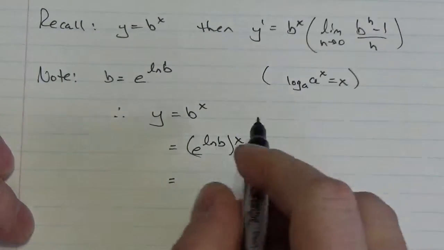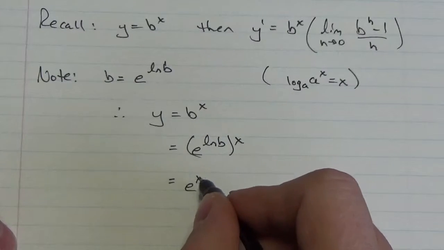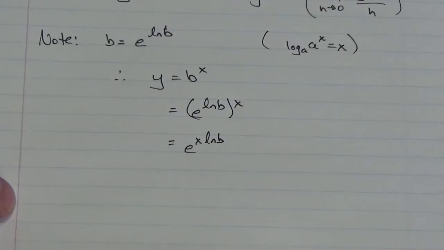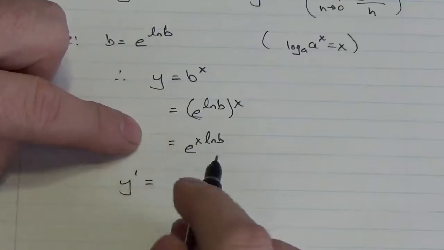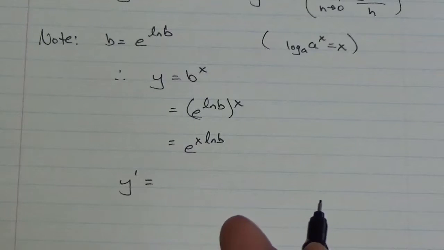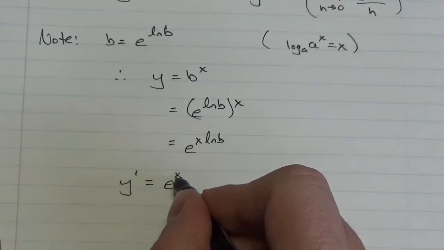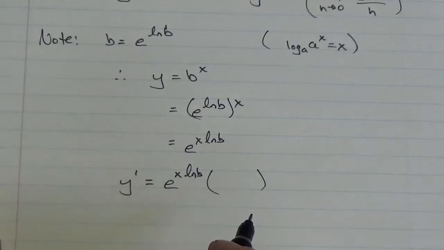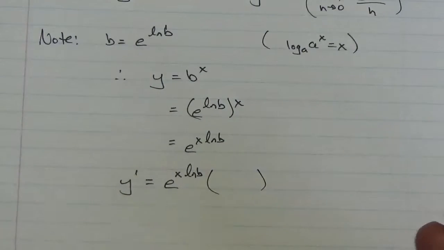Now, when you've got a power of a power, you just multiply the exponents together. So this becomes e to the x natural log of b. Because remember, the natural log of b is just going to be a number, not a big deal. And so now, when I take the derivative, this is an exponential function of the form that I'm already familiar with. I know that the derivative of e to some exponent is going to be e to that exponent, multiplied by the derivative of that exponent. That's because of the chain rule. Well, x is my variable, and natural log of b is just my constant. So I'm going to multiply here by the natural log of b.